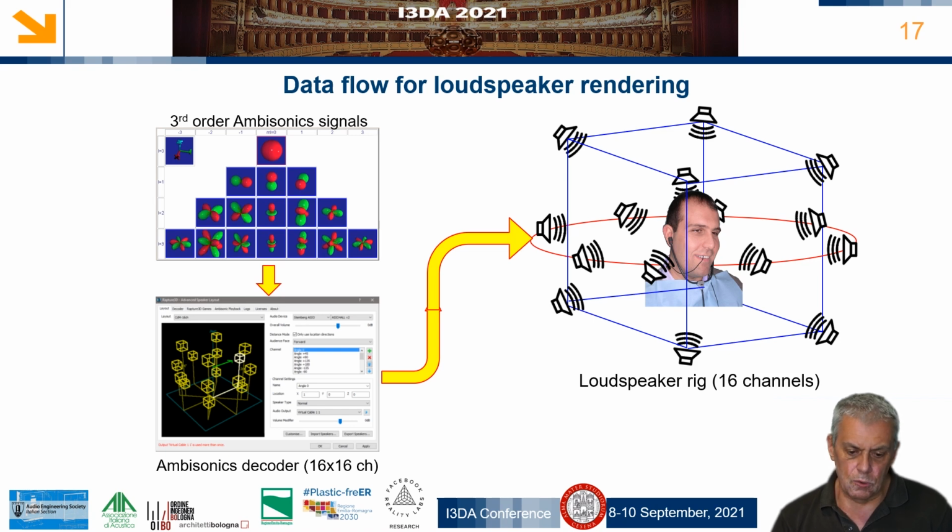So this third-order ambisonic signal is passed through an ambisonics decoder plugin which computes the speaker feeds, and those speaker signals are sent to a multi-channel loudspeaker array. In this example, the loudspeaker array also has 16 channels, but of course in ambisonics you can have any number of loudspeakers independently of the ambisonics order you are playing.